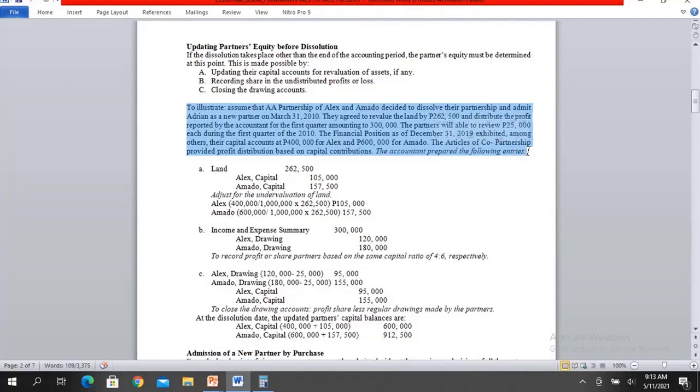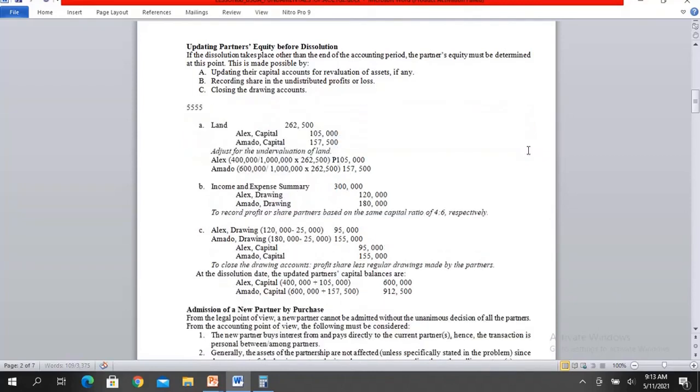Bago nila i-admit si Adrian, kailangan muna nilang i-dissolve yung partnership para ma-revise nila yung Articles of Co-Partnership. So, they agreed to revalue the land by 262,500 and distribute the profit reported by the accountant for the first quarter amounting to 300,000. Meron silang 300,000 na reported profit for first quarter. Ni-revalue nila yung value ng land, naging 262,500 na siya.